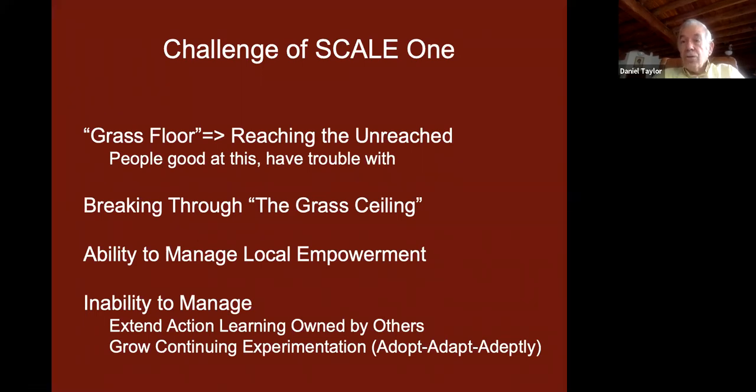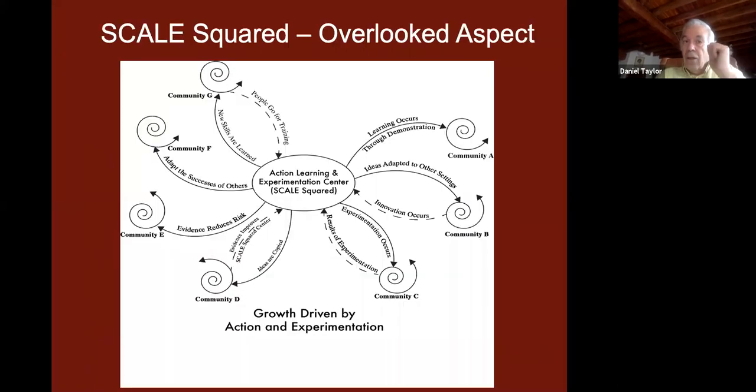So to move from scale 1 to scale squared, you need to learn 2 skills. Number 1 is to extend action learning instead of just doing empowerment, empowerment, empowerment, stimulating communities. You need to know how to do action learning, learning by doing. And you need to grow continuing experimentation, adopt, adapt, adeptly. So now we get into scale squared.